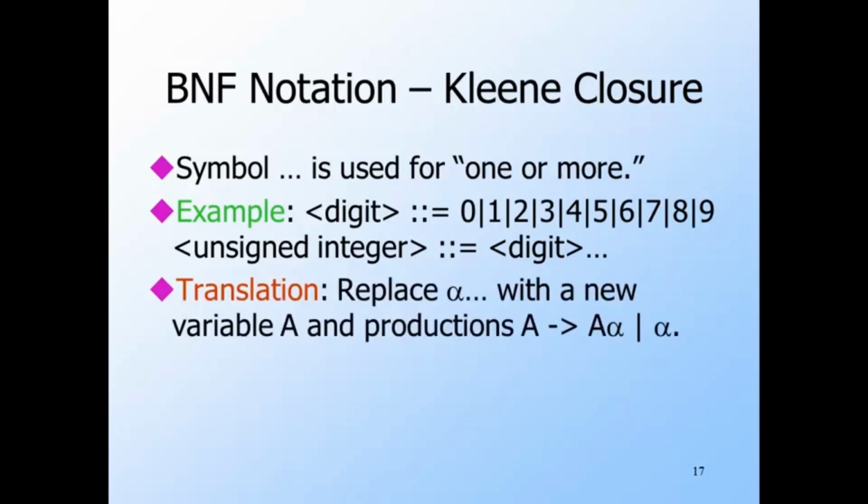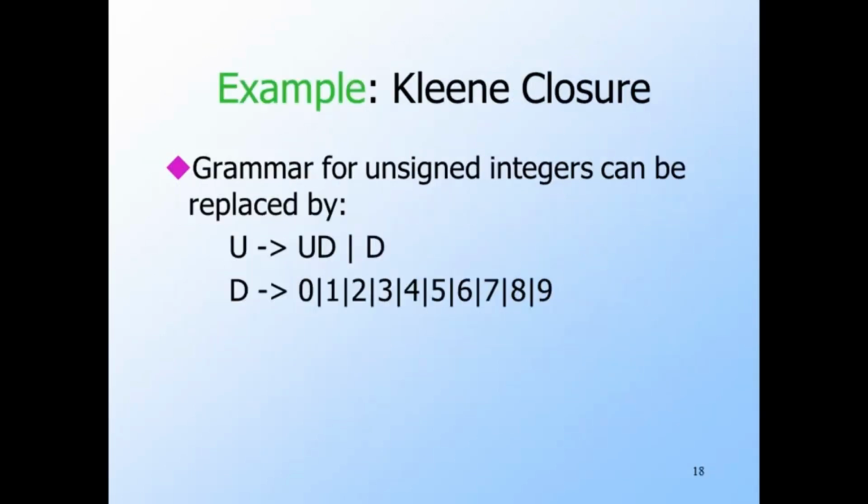In general, we can replace alpha dot-dot-dot by two productions. Let A be a new variable that generates all sequences of one or more alphas. A has two productions with bodies A alpha and just alpha. You should be able to see how A can be replaced by any sequence of n alphas. Just use the first production n-1 times and the second production once. For example, here is a grammar for unsigned integers where the BNF digit dot-dot-dot has been replaced by these two productions.